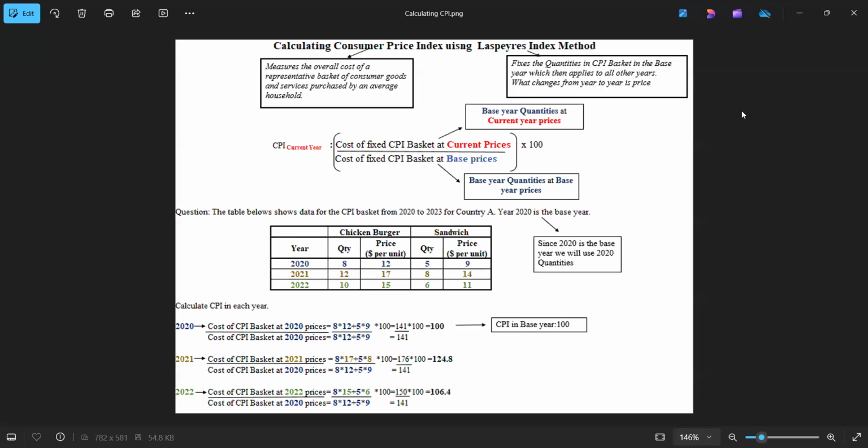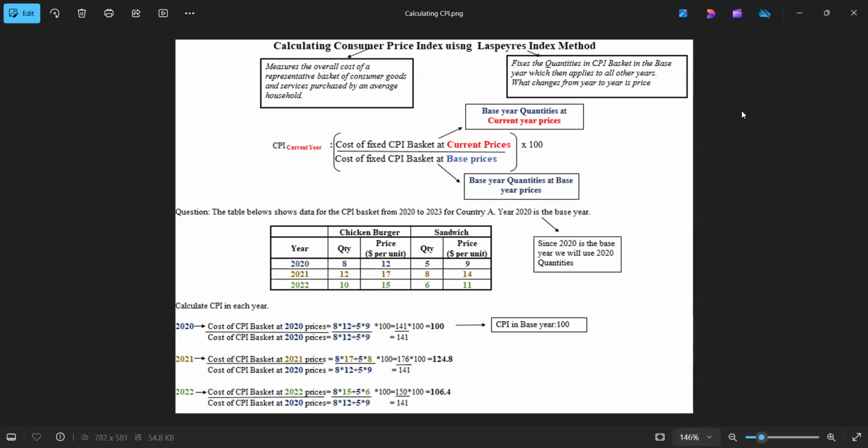Now, the most common measure to compute the general price level in an economy is the Consumer Price Index, which measures the overall cost of a representative basket of consumer goods and services purchased by an average household. Now, we'll look at one method to compute the CPI, which is the Laspeyres Index method, in which we fix the quantities in the CPI basket in the base year, and then these quantities apply to all of the years and not just the base year.